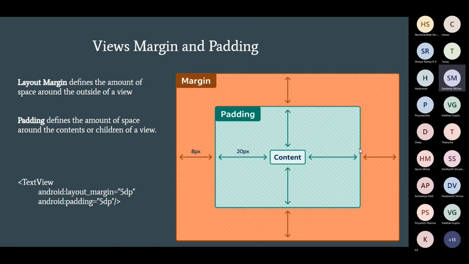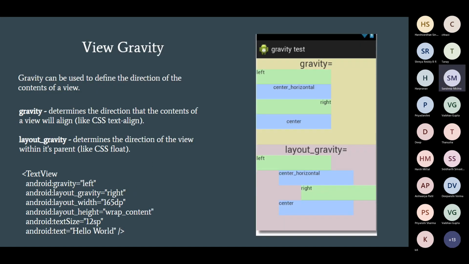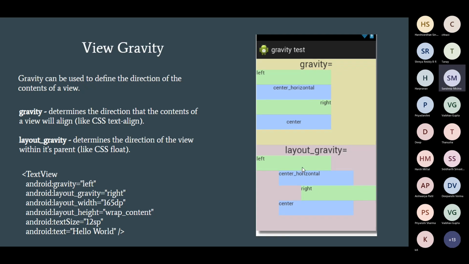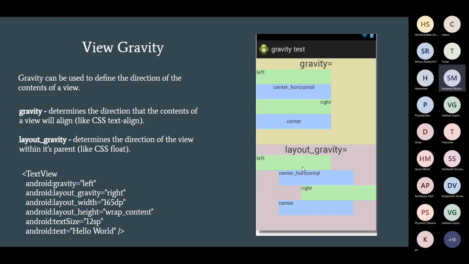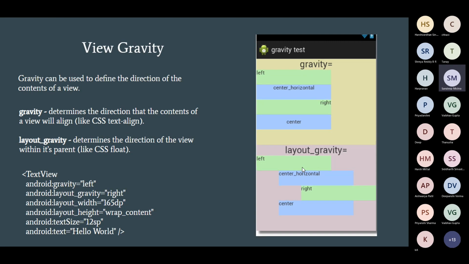So we discussed what margin and padding are, and then there is gravity. When we have to align our text or views, we can use the gravity or layout gravity option. You will become very familiar with that when you start doing your own Android app and XML designing, which we will do in the later section.